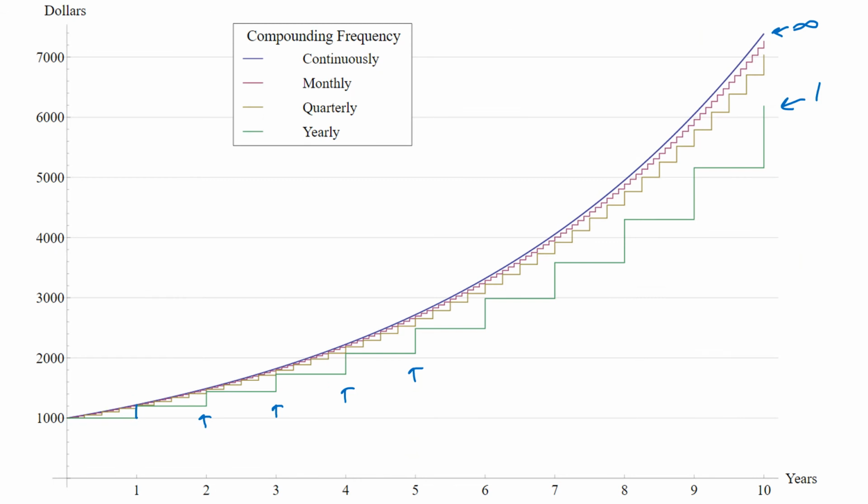And here's the graph with all those values over 10 years. The top one is when it's compounded continuously. Notice that it's a smooth curve. This one is when it's compounded yearly. Notice that the jumps only happen at 1 year intervals. That's the only time interest is added. And that's the reason it's the lowest, because it doesn't give as many opportunities for the interest to earn interest.